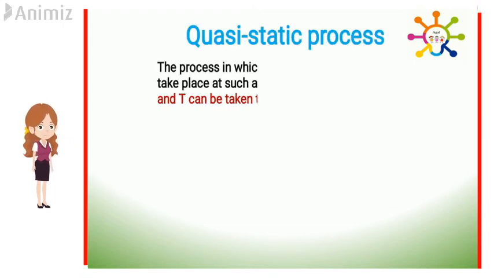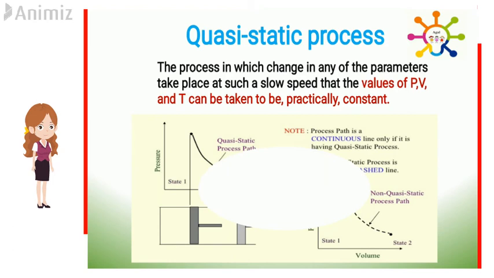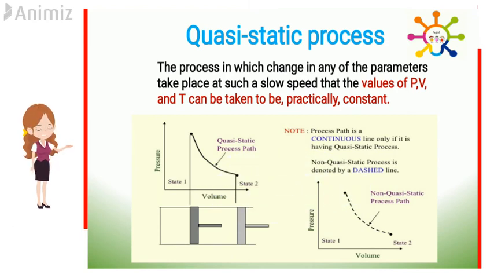Quasi-static process. The process in which change in any of these parameters takes place at such a slow speed that the value of P, V and T can be taken to be practically constant. Here, the process path is a continuous line only if it is a quasi-static process. If it is shown as a dashed line, then it is a non-quasi-static process.